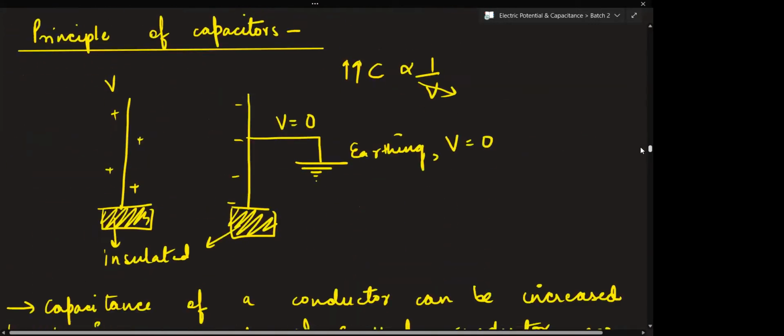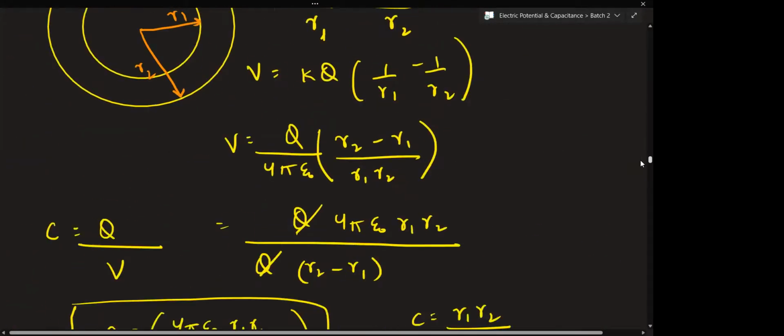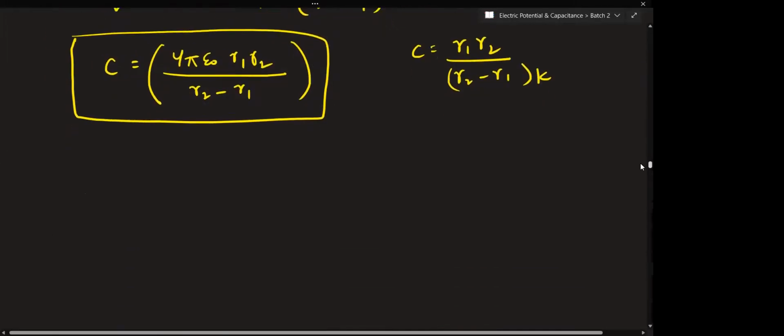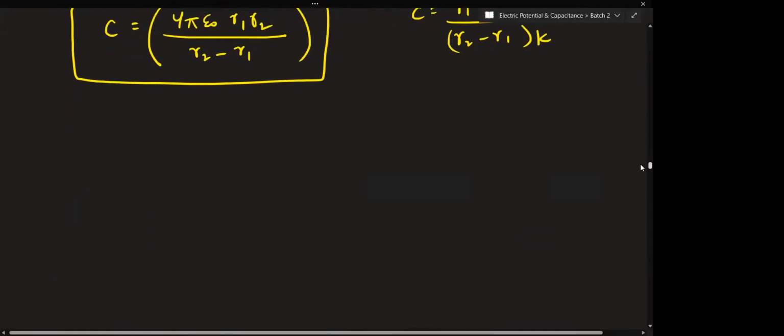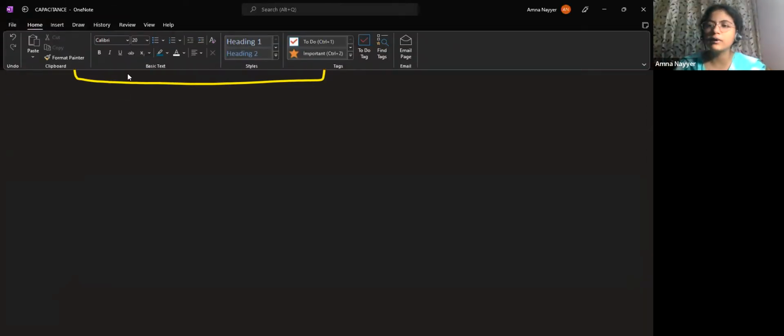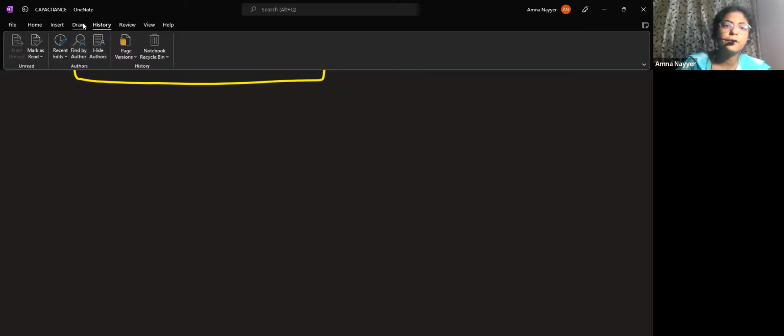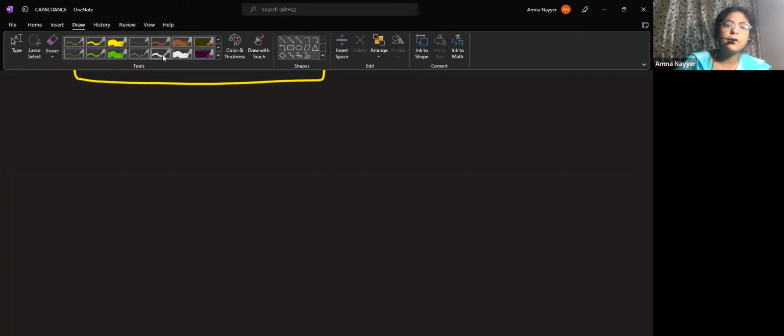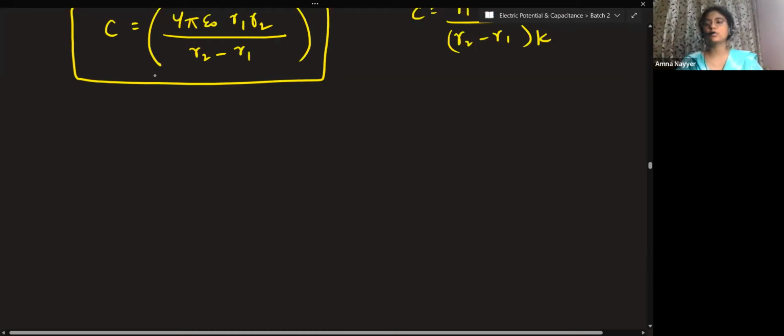And then we had seen the final formula for spherical capacitors. So if you have spherical capacitors, the formula is 4 pi epsilon naught R1 R2 divided by (R2 minus R1). Now we'll do a question, a derivation only in the form of a question. So I'm writing down the question, you also note down the question. It's a kind of derivation only.